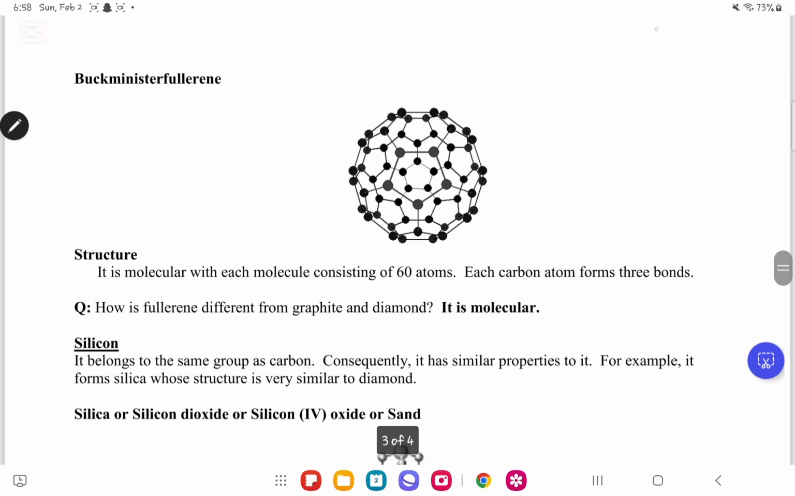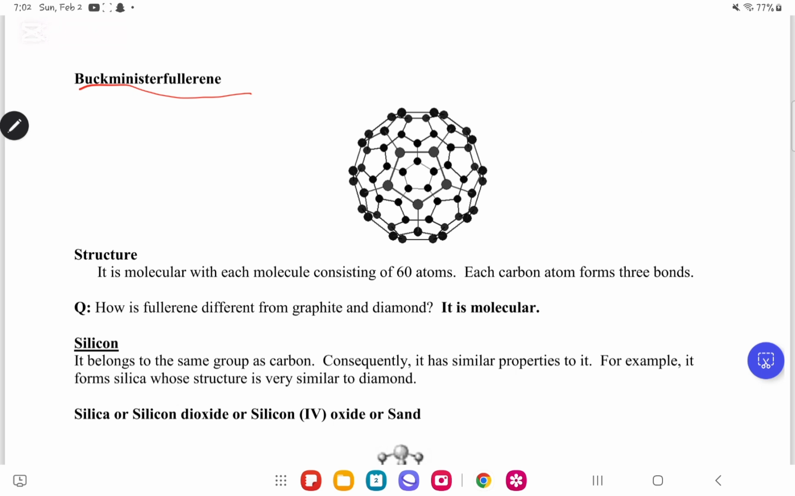Now we reach something new, which is Buckminster Fullerene. Okay, so Buckminster Fullerene, its structure, let us read about its structure. It is a molecule with each molecule consisting of 60 atoms. Now this is a big molecule, okay? Each carbon atom forms 3 bonds.